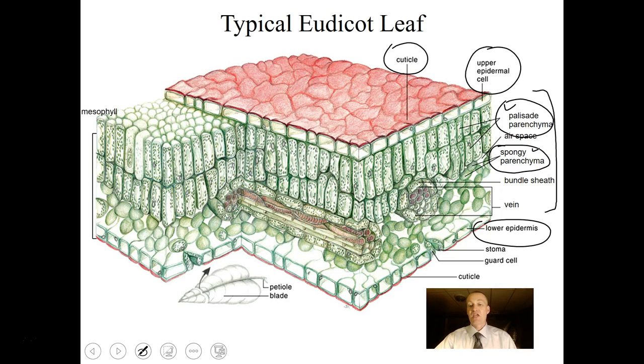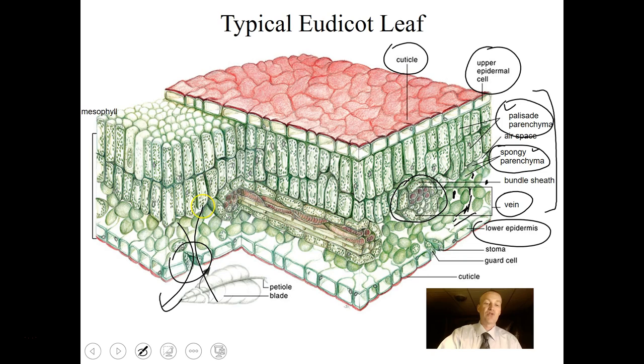You can see little air spaces in between them, and this is where gases get trapped, like carbon dioxide and oxygen. It also has a vein that comes through that has the xylem and phloem, so you can bring nutrients, take nutrients out and bring water and minerals in. The lower epidermis has little stomata, and these allow gases to come in and gases to go out, and also water to go out so that you can have evaporative cooling. You know, it gets really hot when you're exposed to the sun all day, so you do want evaporative cooling, and those little stomata allow that to occur.